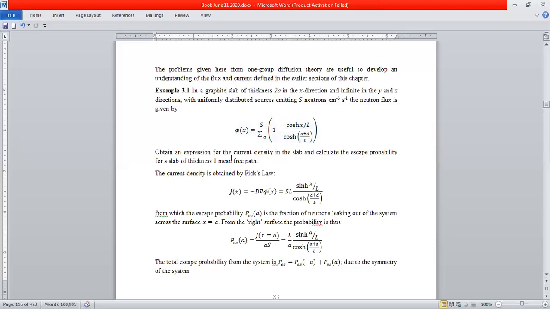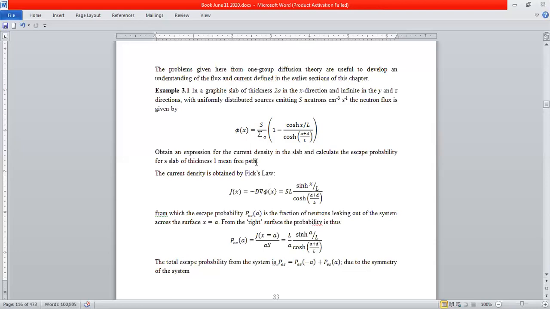Okay, so now what am I asking you? Obtain an expression for the current density in the slab and calculate the escape probability for a slab of thickness 1 mean free path. Now, this is the first time I'm probably using this term with you, mean free path. I told you in the first lecture, or maybe the second, that you use a macroscopic cross-section, which is N times the microscopic cross-section. So a mean free path is the inverse of the macroscopic cross-section. So it's got units of centimeter distance.